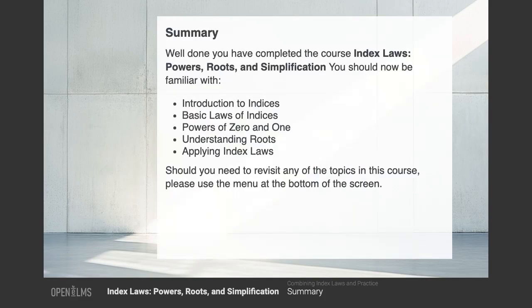Summary. Well done, you have completed the course, Index Laws, Powers, Roots, and Simplification. You should now be familiar with Introduction to Indices, Basic Laws of Indices, Powers of 0 and 1, Understanding Roots, Applying Index Laws. Should you need to revisit any of the topics in this course, please use the menu at the bottom of the screen.